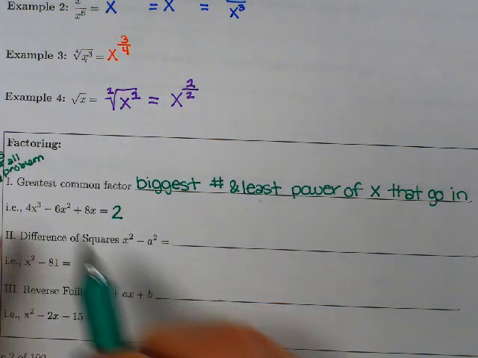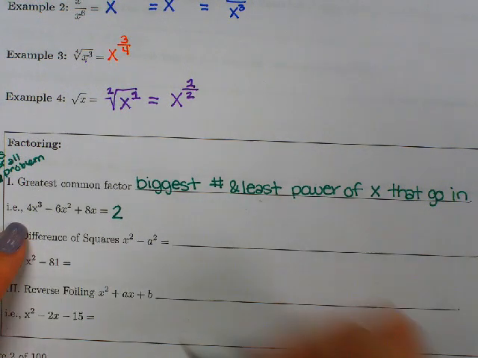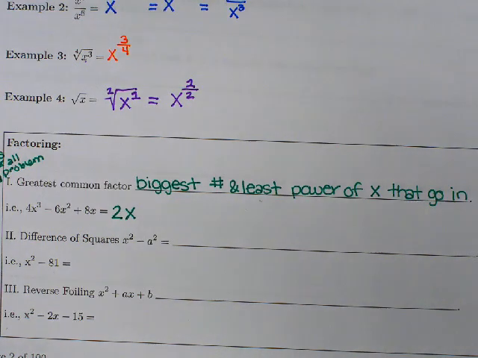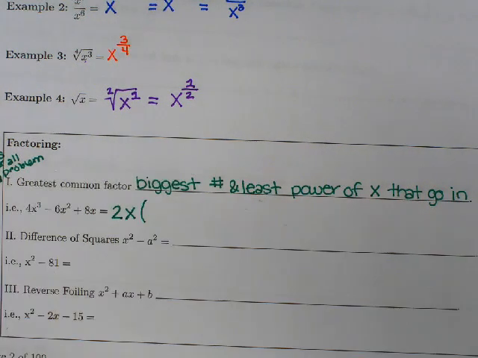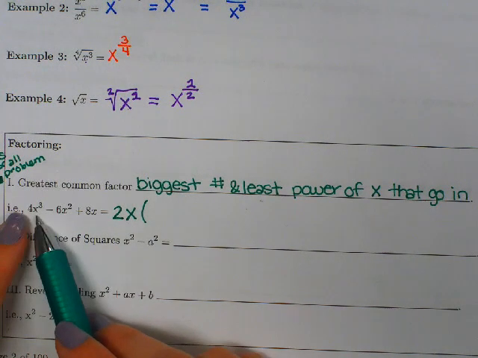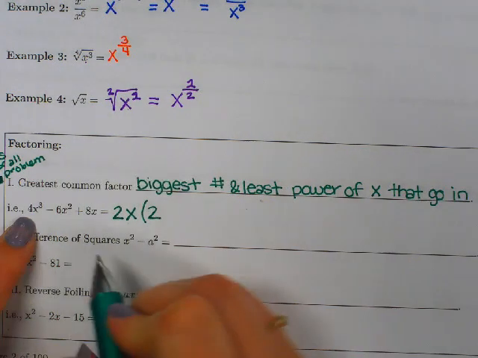And what's the least power of x that we have here? We have x to the 3, x to the 2, and then just a regular x, which means x to the first. So my least power of x is just a regular x. So we figure out the biggest number that goes in all of them, the least power of x, and then we distribute back. So 2x times what is going to give me 4x? So first of all, the numbers. 2 times what is 4? 2 times 2 is 4.